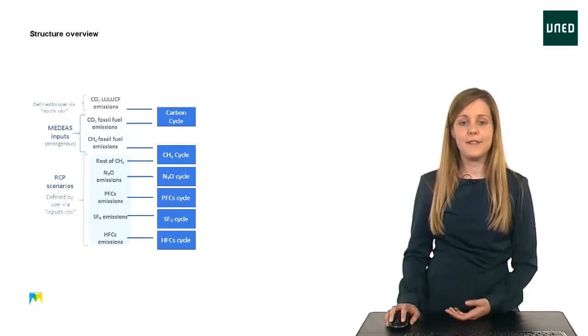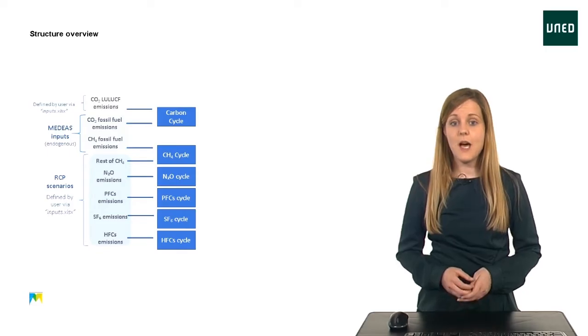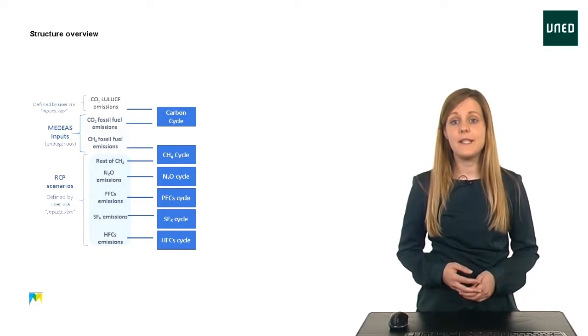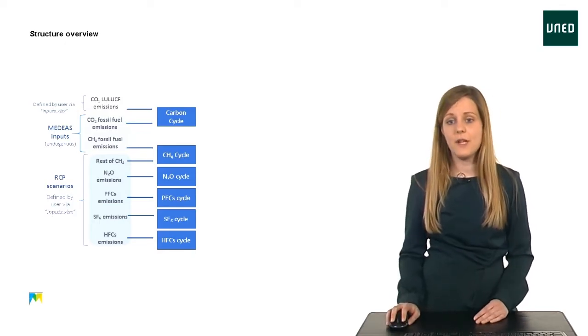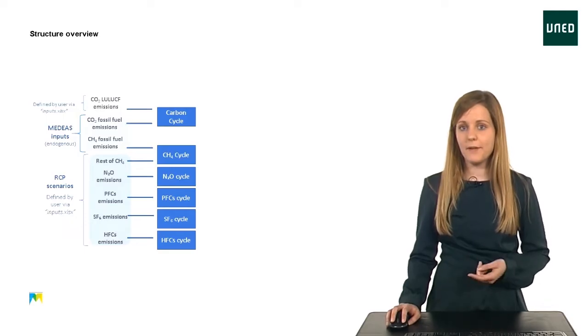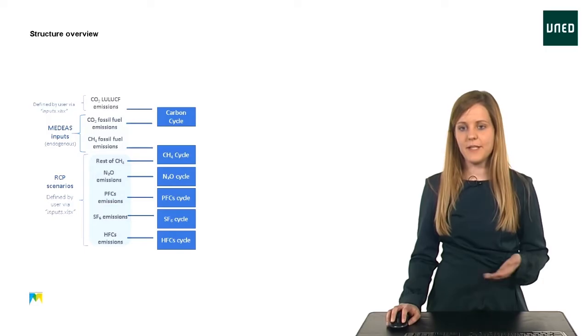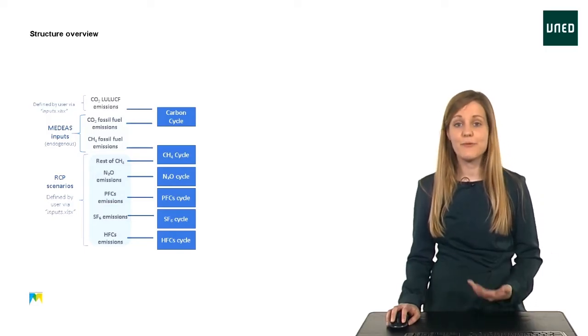On the other hand, the other greenhouse gases are included via their explicit cycles, and the emission input to each cycle is exogenously set, taking as reference the representative concentration pathway scenarios. The user can select one of these scenarios via the input's Excel file. This means that you can choose between high, moderate, or low mitigation scenarios for these gases.